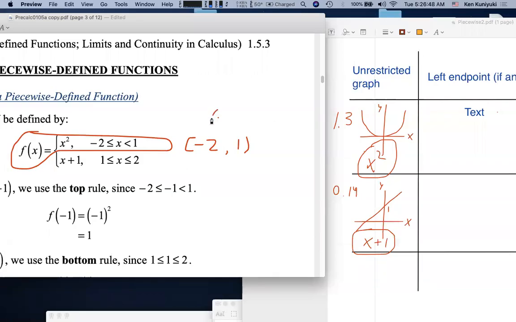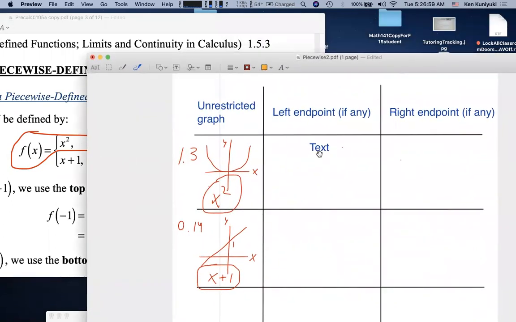So now the left endpoint for the first subdomain is at x equals -2. The right endpoint for the first subdomain is at x equals 1.